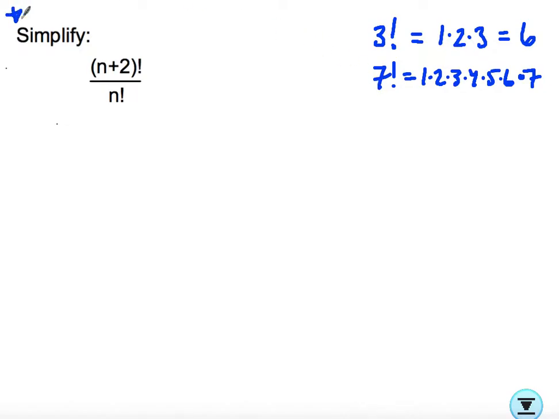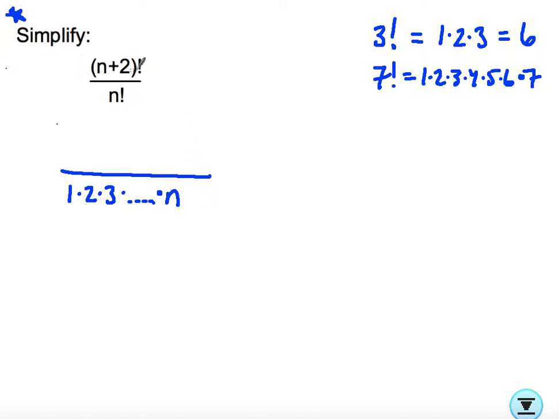Here's an example that might look a little strange. We have factorials, but we have n, and so that's a little bit more generalized. On the bottom, in the denominator, we have n factorial. That would be all the things leading up to n multiplied together. I don't know what n is. All I know is that, starting at 1, it's a whole bunch of things multiplied together all the way up until n. That's just very generalized looking.